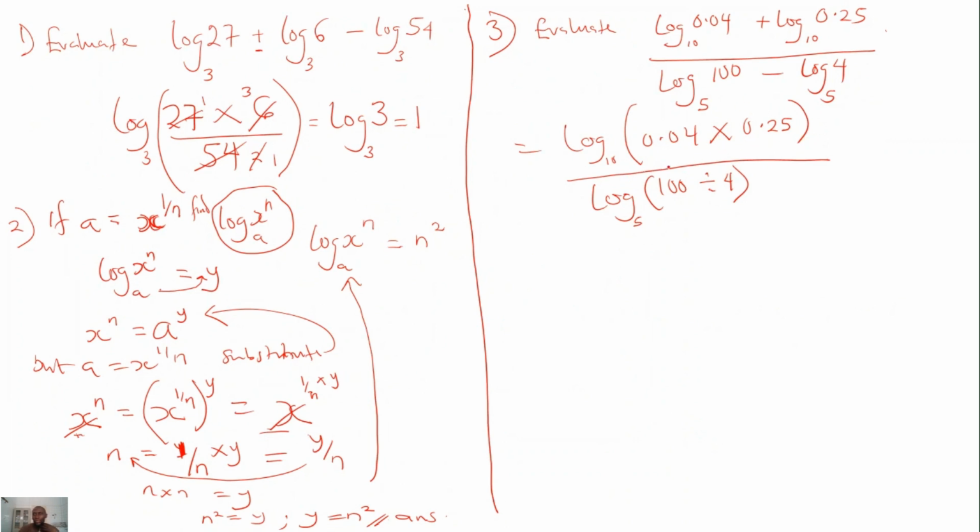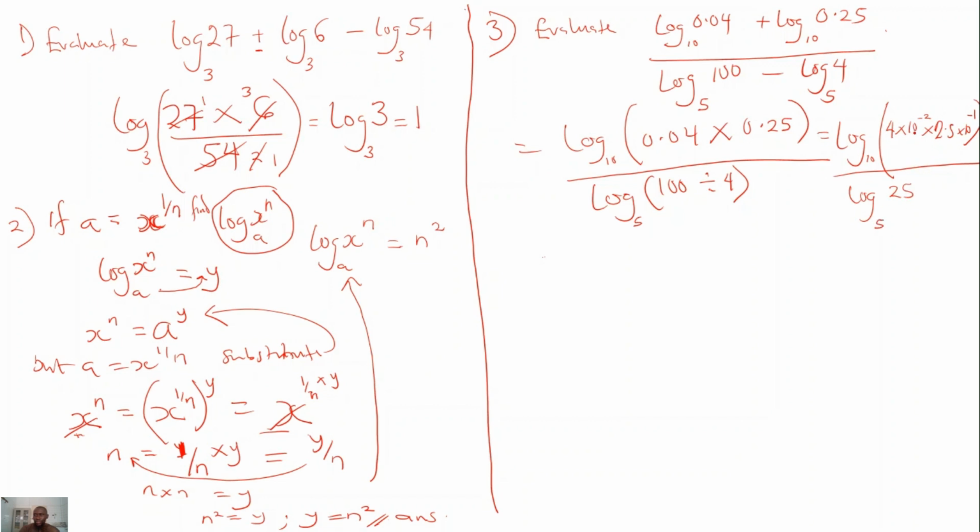So this can be re-expressed as log to base 10 of 4 times 10 raised to power minus 2 times 2.5 times 10 raised to power minus 1, right? All over log 100 divided by 4, 25 to base 5.